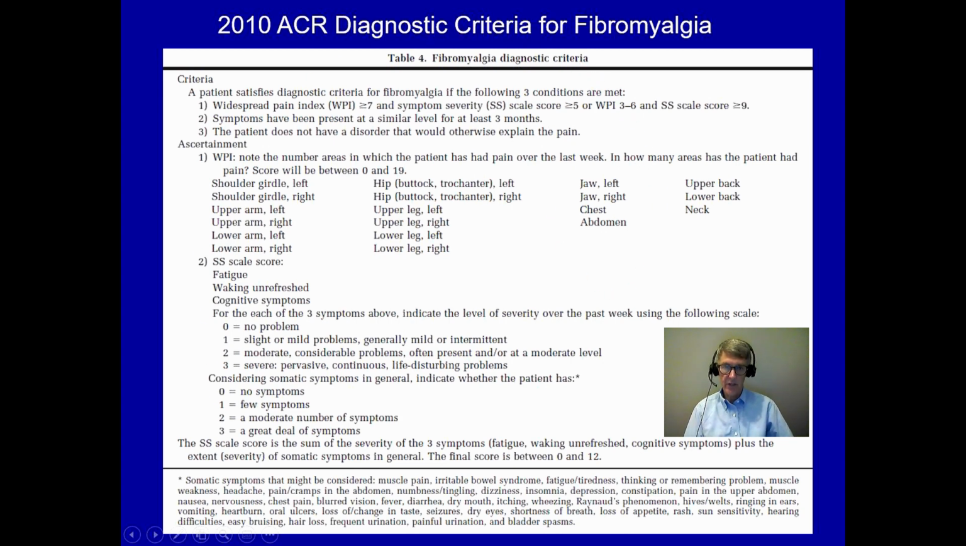It is very useful, I think, in studies to have this classification criteria because you don't need to touch the patient. The trouble is, in the office, I think it's more useful to look for fatigue, sleep disorder, and the tender points of the 1990 scale.